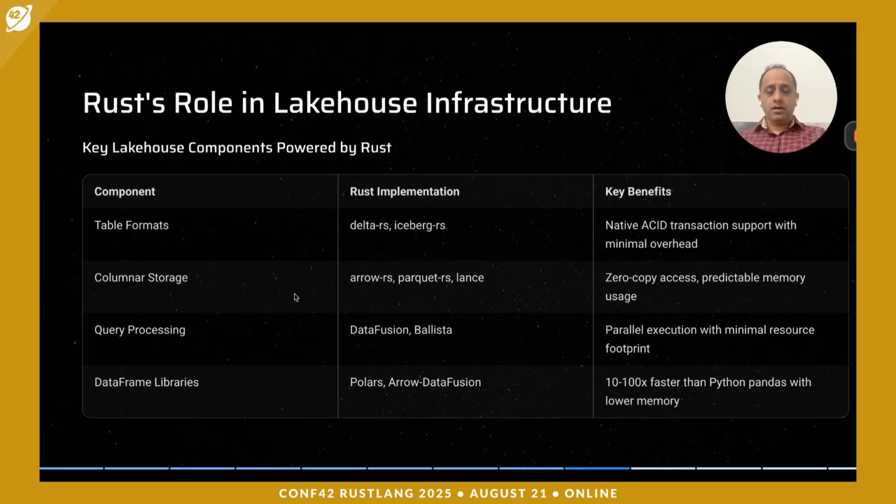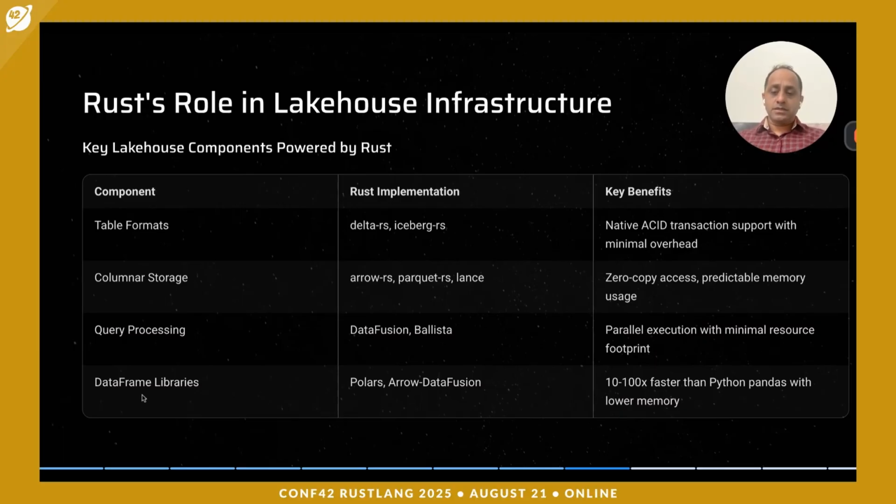There are columnar storage format implementations which are Rust based, which we saw earlier: Arrow, Parquet RS, and Lance, which allow predictable memory usage and zero copy data access. In terms of query processing, there is DataFusion, which has emerged as a very promising project recently, and it allows parallel execution with minimal resource footprint.